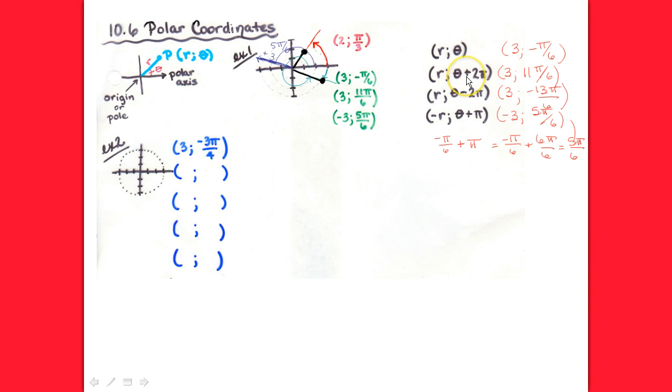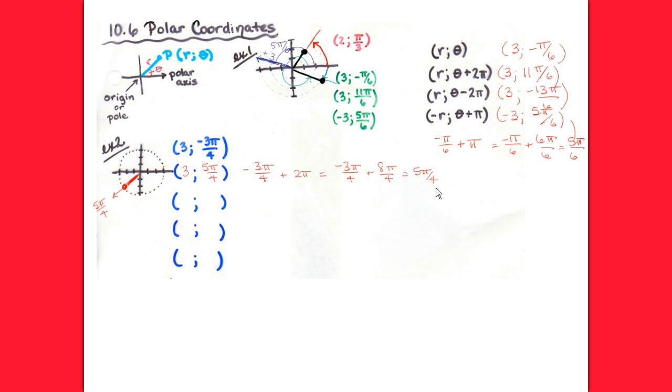The first one says add 2 pi. So I'm going to take negative 3 pi over 4, and I'm going to add 2 pi. So I need a common denominator of 4. So multiply top and bottom by 4. That would be 8 pi over 4. So negative 3 pi plus 8 pi is going to give me 5 pi over 4.